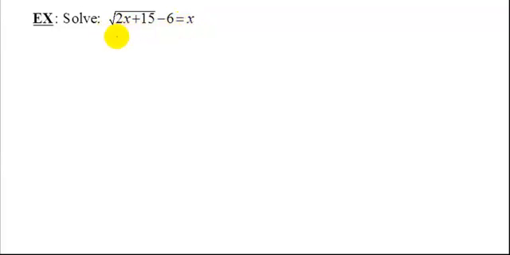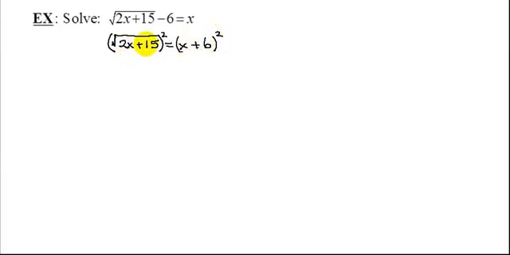The way we solve radical equations when there's only one radical present is we want to isolate the radical on one side. So that means I have to get rid of this term here. I'm going to add 6 to both sides. That will leave me with the square root of 2x plus 15 on the left-hand side equals x plus 6. Once we've isolated our radical, if it's a square root, we square both sides, cube root, cube both sides, etc. So I am going to square both sides of this equation.